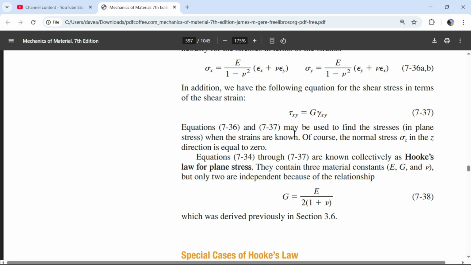All right. So those two equations can be used to find the stresses, sigma x, sigma y, and tau xy, the shear stress and the normal stresses, when the strains are known. Of course, the normal stress in the z direction is equal to 0. Equations 3.4 through 3.7 are known collectively as Hooke's law for plane stress. They contain 3 material constants: modulus of elasticity, shear modulus, and Poisson's ratio. But only 2 are independent because of this relationship.